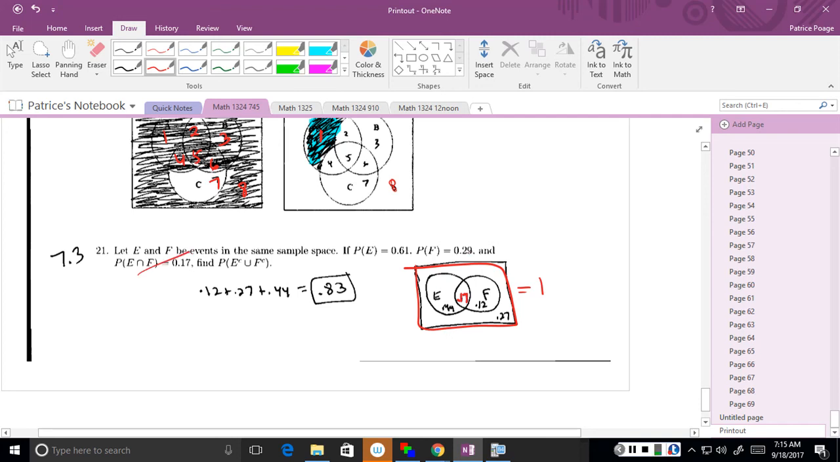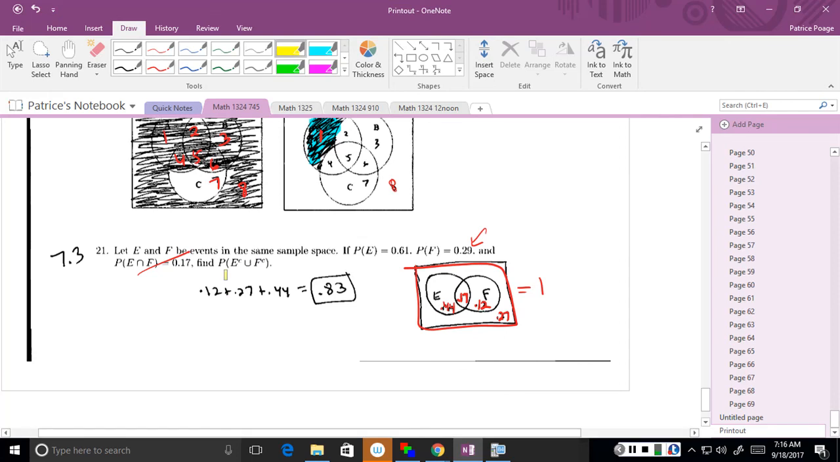Then backing up, if F is 0.29, I could do 0.29 minus 0.17 and get 0.12. If E is 0.61, and I already have 0.17 in there, I could do 0.61 minus 0.17 and get 0.44. And if this whole thing adds up to 1, I could do 1 minus those numbers and get 0.27.